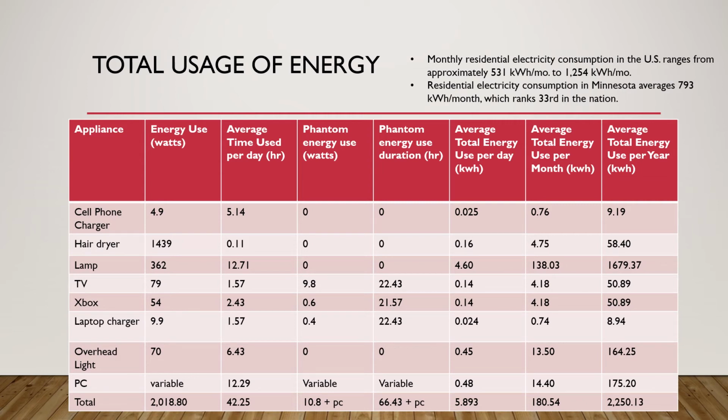The total average energy used per day came to about 5.893 kilowatt hours per day, 180.54 kilowatt hours per month, and 2,250.13 kilowatt hours per year. Looking at my appliances, I can definitely change my lamp to a more efficient one.